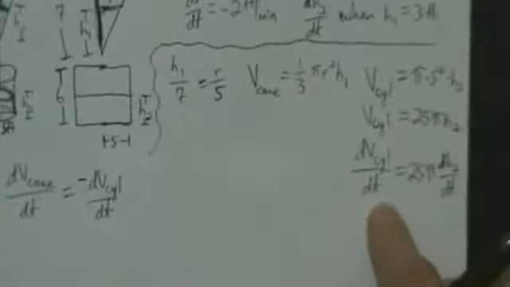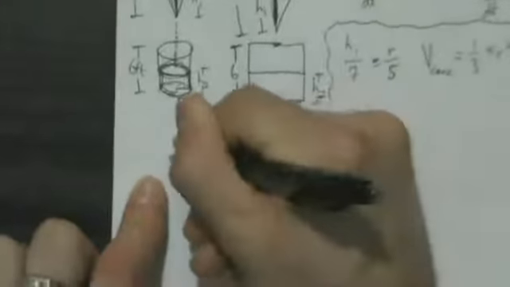Now, how does that help us? Let's come back up here and say, dV sil dt, let's put the negative over here. If we leave that as positive, we'll put the negative over here. It doesn't really matter, I guess, but anyway, let's see what dV cone dt is.